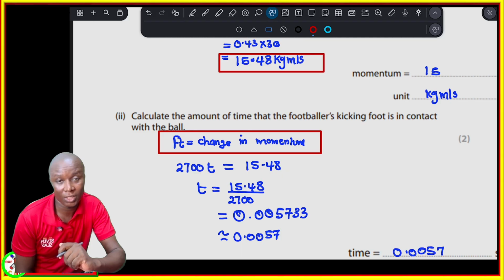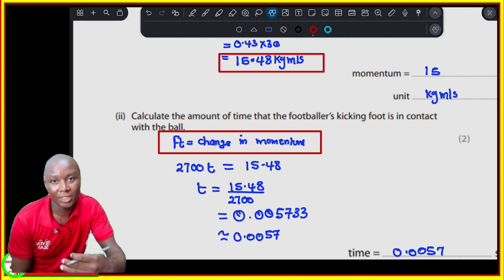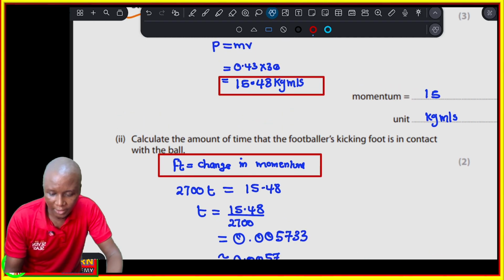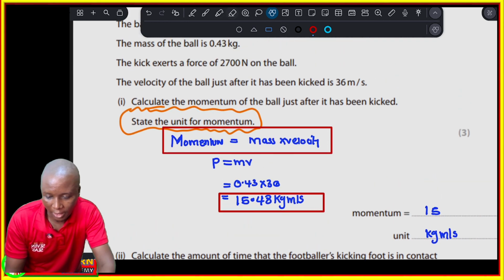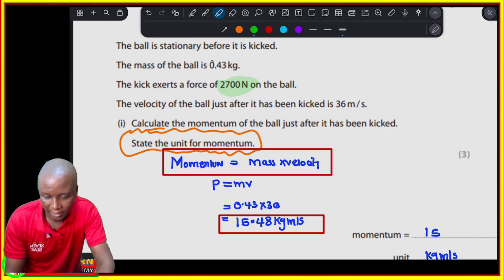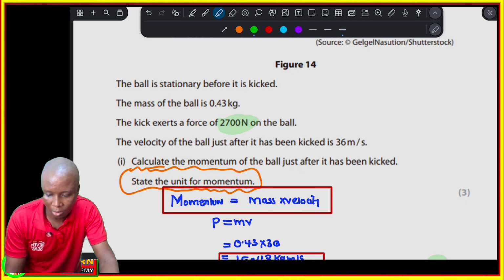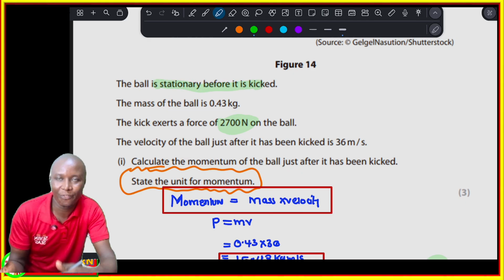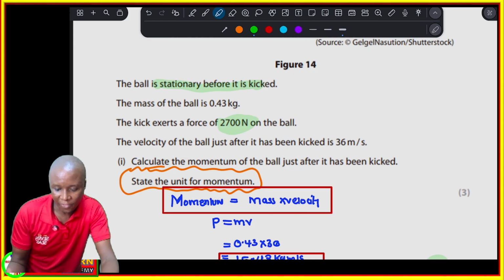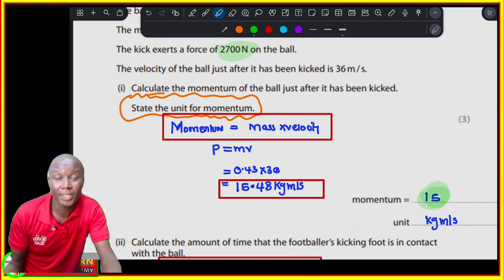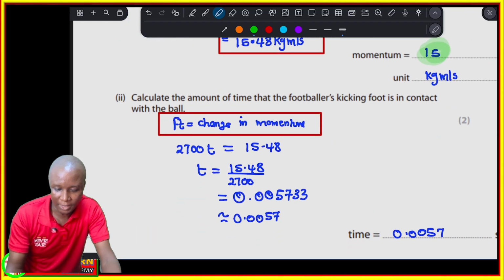Impulse is equal to change in momentum, and impulse is calculated by force times time. In this case, we were given the force in this particular question. The force was given here, and the mass, of course, we have worked out the momentum, but initially the ball was stationary. So momentum before was 0. Final momentum was 15. So meaning change in momentum will be 15 in that particular case.